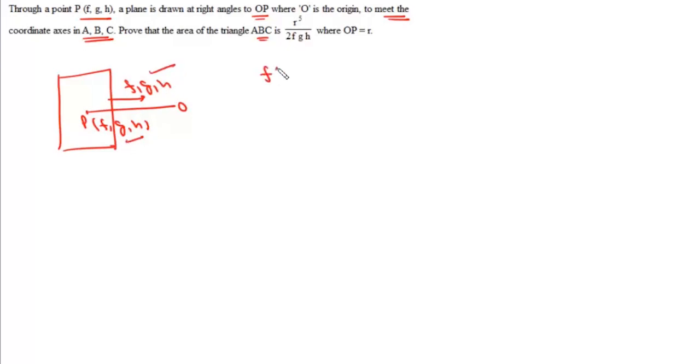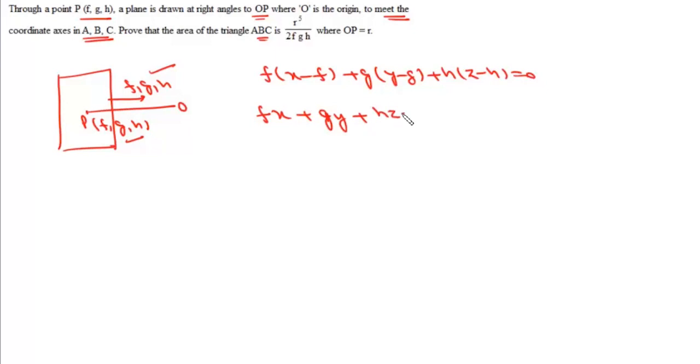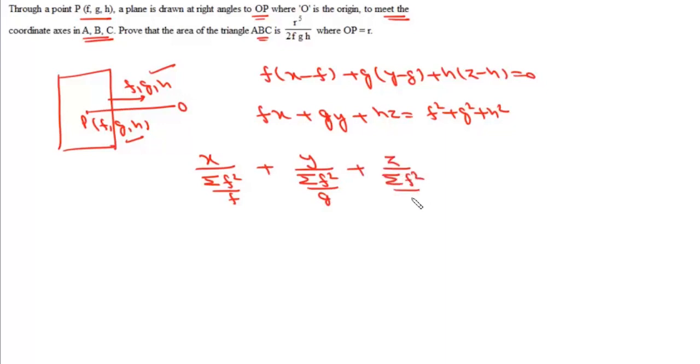We can write the equation of this plane as F into X minus F plus G into Y minus G plus H into Z minus H equals 0. So we write this equation as Fx plus Gy plus Hz will be equal to F square plus G square plus H square. And if we express it in intercept form, we can write this as X upon the cyclic summation F square upon F, plus Y upon the cyclic summation F square upon G, plus Z upon the cyclic summation F square upon H, and it will be equal to 1.